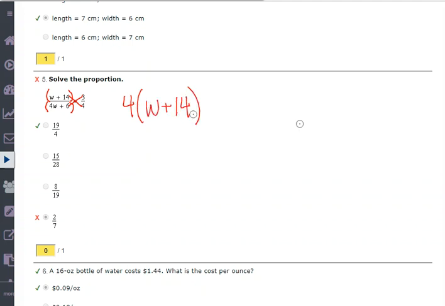That's on one side. On the other side of the equal sign, because when you cross multiply, you have to set the two things equal to each other, we get 3 times 4w plus 6. So now we have an equation. It has the distributive property in it, so we need to distribute on both sides.